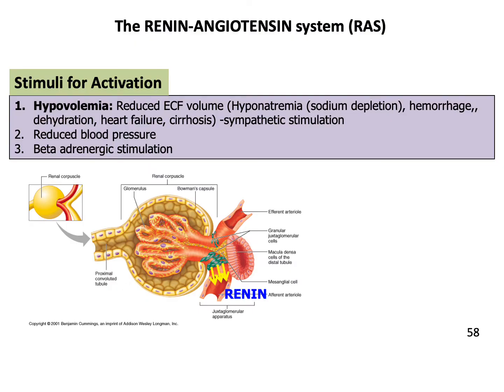Let's look at the renin-angiotensin system, RAS. It is stimulated by hypovolemia, that is due to various stimuli, for example, reduced ECF volume due to hyponatremia, that is sodium depletion, hemorrhage, dehydration, heart failure, cirrhosis, sympathetic stimulation, reduced blood pressure, beta-adrenergic stimulation, that is the sympathetic stimulation already mentioned.